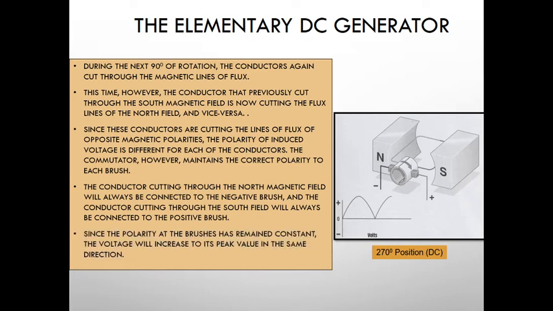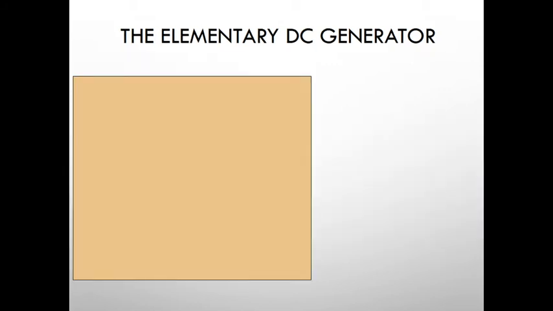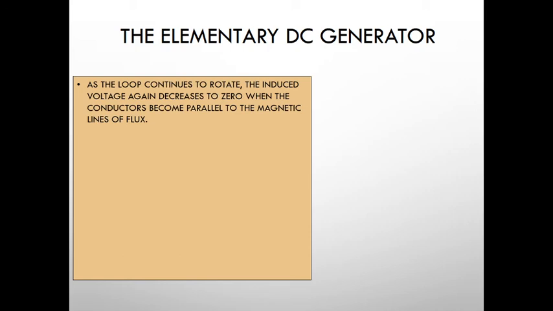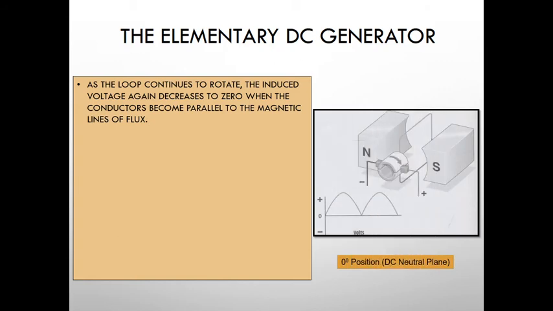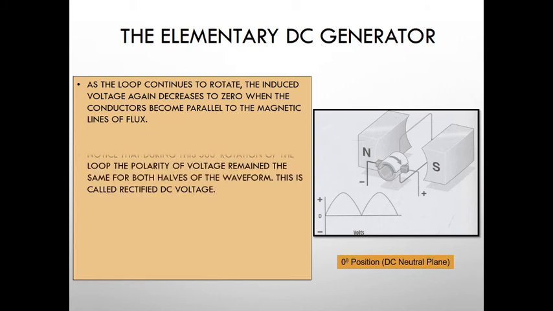Since the polarity of the brushes has remained constant, nothing changed. North and south are the same as before. So the graph is also the same. The voltage will increase to its peak value in the same direction. Okay. Next is, as the loop continues to rotate, the induced voltage again decreases to 0 when the conductors become parallel to the magnetic lines of flux. You can see it here. Another 90 degrees. Okay, it goes back to 0.